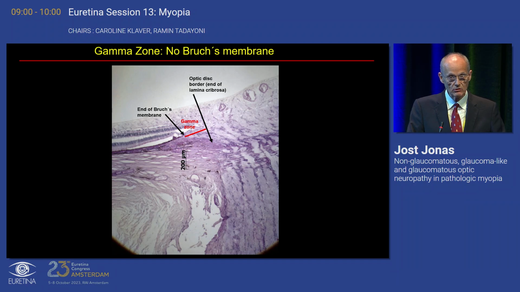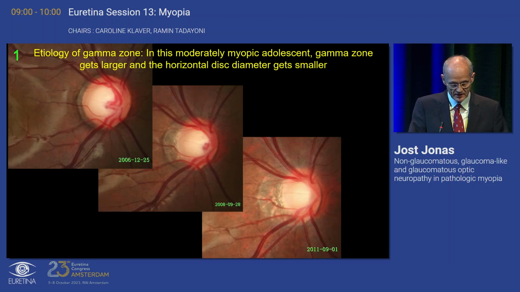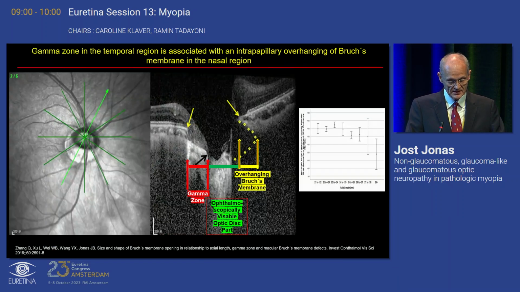Myopic eyes additionally show gamma zone, defined by the absence of Bruch's membrane, and when we see the development of gamma zone in this adolescent, moderately myopic patient, we see that gamma zone enlargement is associated with the shortening of the ophthalmoscopically visible part of the optic disc. In correspondence, OCT images show an overhanging of Bruch's membrane on the side without gamma zone, corresponding to the length of gamma zone on the other side of the optic disc.